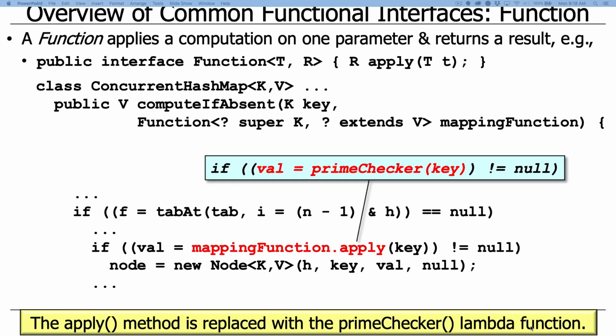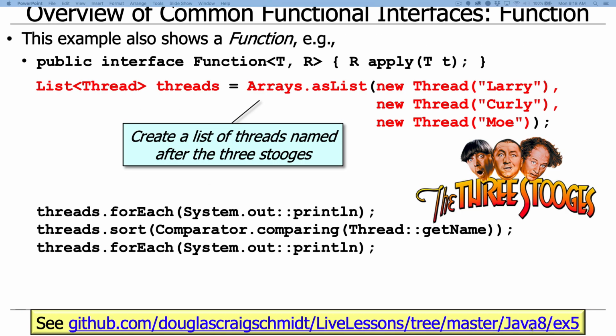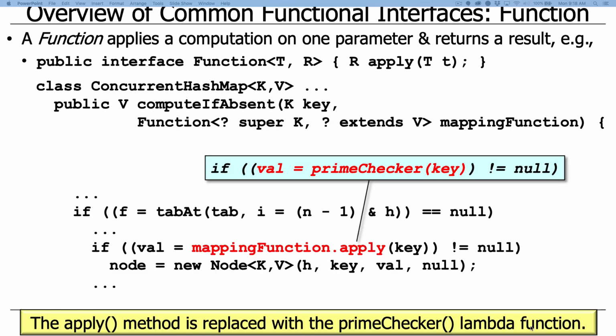This will basically be val equals primeChecker(key). So it's going to replace apply with the call to primeChecker. Once again, you can see how the apply method is logically replaced with the primeChecker lambda function. You don't have to define an anonymous inner class of any form that has a method called apply. You simply have to provide a method reference or lambda expression that matches the function descriptor, the signature of the function interface. Okay, any questions about that?